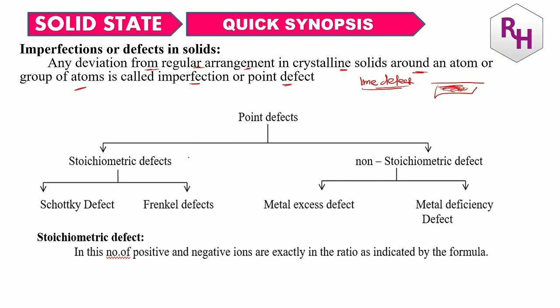Remember, under point defects there are two types. One is stoichiometric defect, another one is non-stoichiometric defect. Under stoichiometric, we will discuss Schottky and Frenkel. Under non-stoichiometric, metal excess and metal deficiency defects.